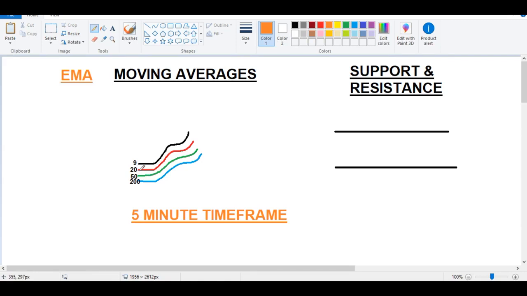So let's say now price opens somewhere here. Then it goes up, and now it starts to pull back towards the moving averages. Now on the pullback, let's say I get a hammer, and let's say I get a bullish engulfing, right? So let's say all of this is happening on the 20 and 50 EMA, on the pullback.